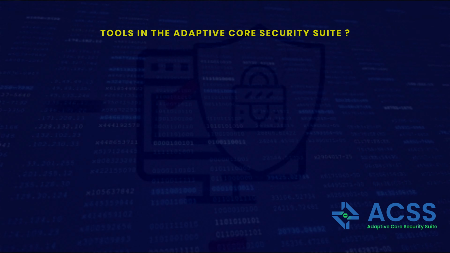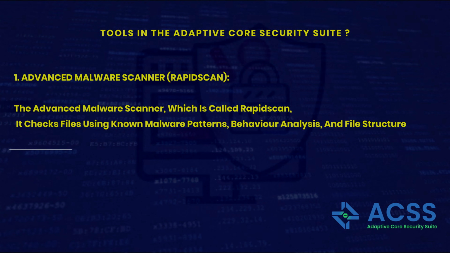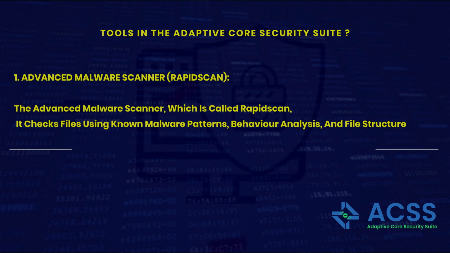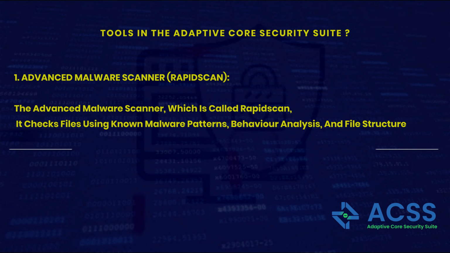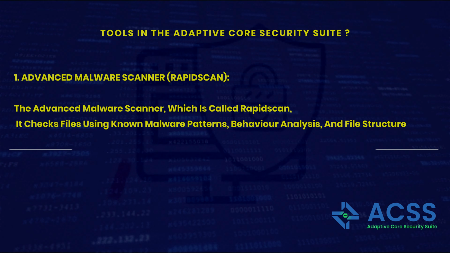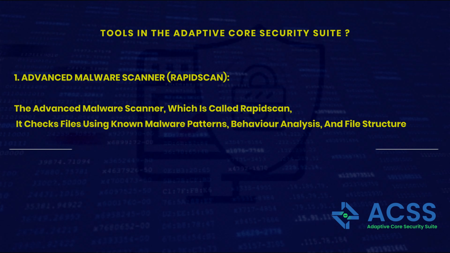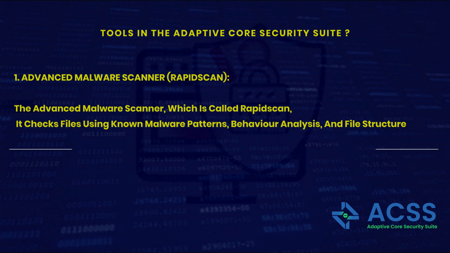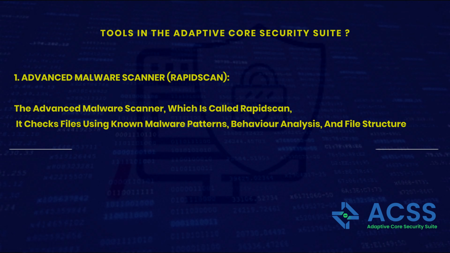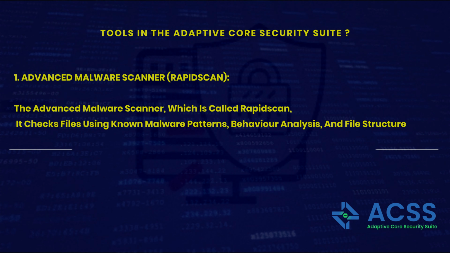Now let's see what the tools in the Adaptive Core Security Suite are. The first tool is Advanced Malware Scanner. Advanced Malware Scanner, which is also called Rapid Scanner, is a high-speed scanning system that quickly detects files. It checks files using malware patterns, behavior analysis and file structure. This is important because malware can often hide inside normal-looking files, and Rapid Scan helps identify these threats early, before they can spread or cause damage to our websites and their applications.